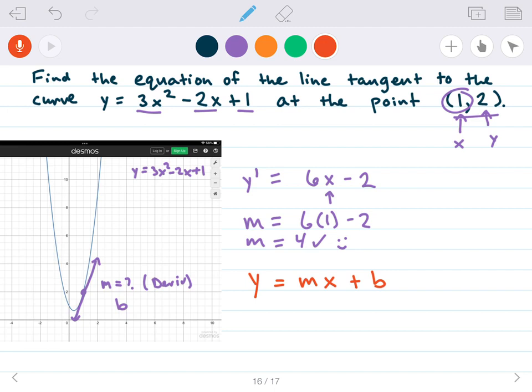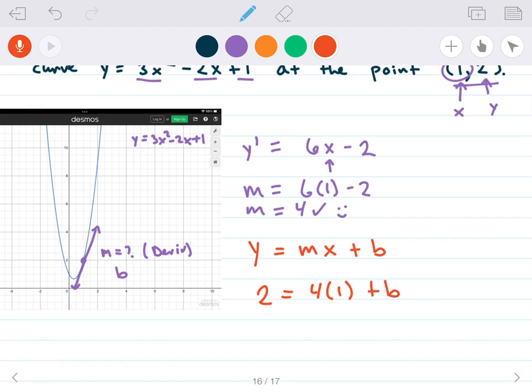We know the x, y point. Y is going to be equal to 2 when x equals 1, and the slope is 4. And now we just solve for b. So 2 minus 4 is going to give us b equals negative 2. And that kind of looks like it's about to cross negative 2 on the y-axis. All right, cool. So we got these two things.